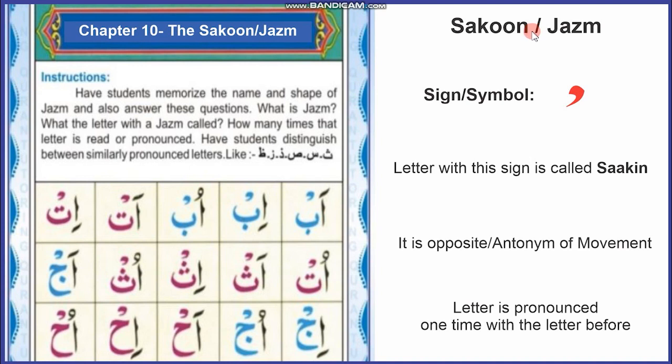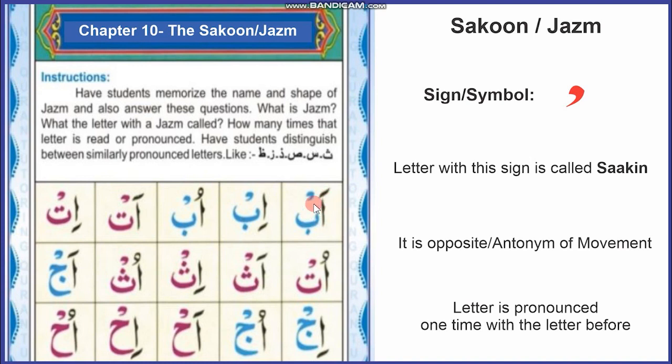A letter which has sukoon or jazm can be pronounced just one time, not twice. And due to sukoon or jazm, the letter can be joined or connected with the letter before. Like take an example of Hamza ba zabar ab. On ba there is sukoon or jazm, and before ba there is Hamza with fatha. So how to pronounce it?